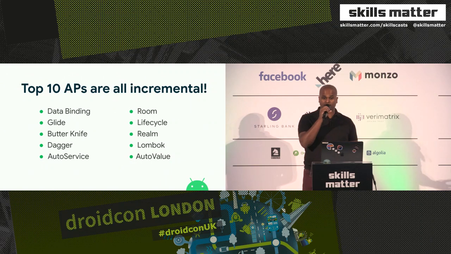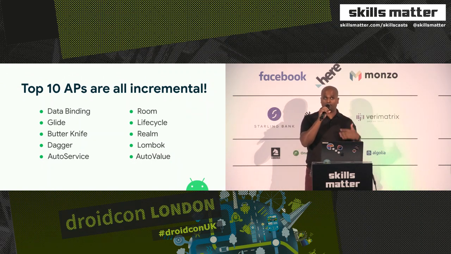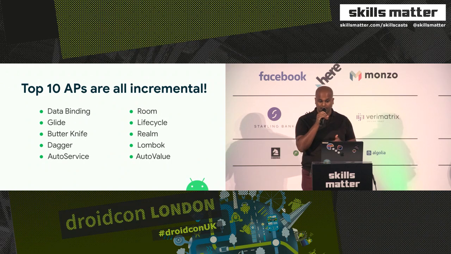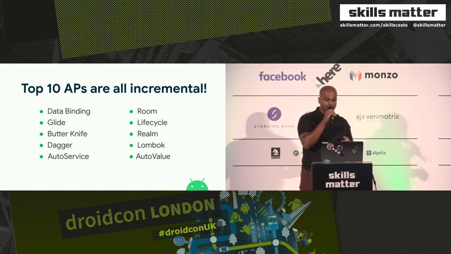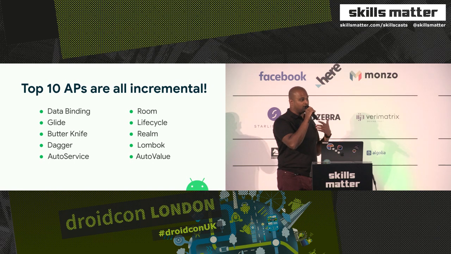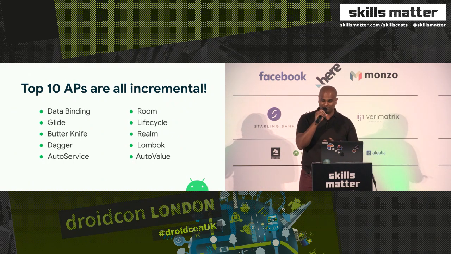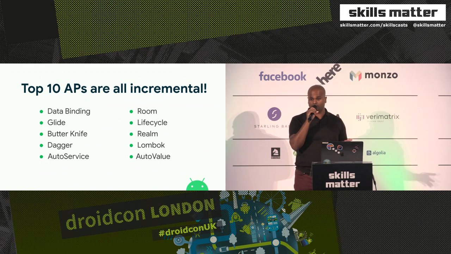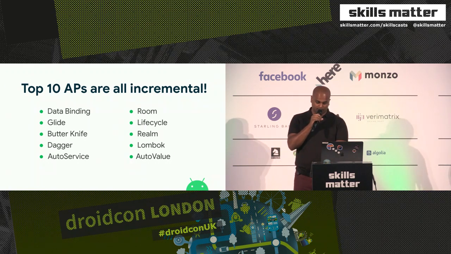So what the team did was we targeted the top 10 annotation processors to make them incremental. And as of last month, we were successful in doing that. So a lot of these APs are produced by us, so obviously we felt we needed to make those incremental, but we also worked with external developers to help them make their annotation processors incremental as well.